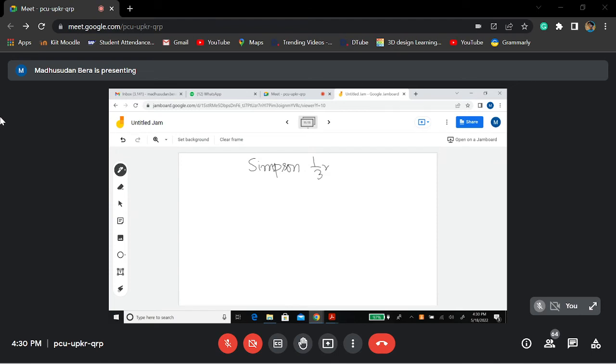Simpson one-third rule. Why is the name one-third? That will be clear from the formula. There is a proof, but you have to remember only the formula. So what are we doing here?